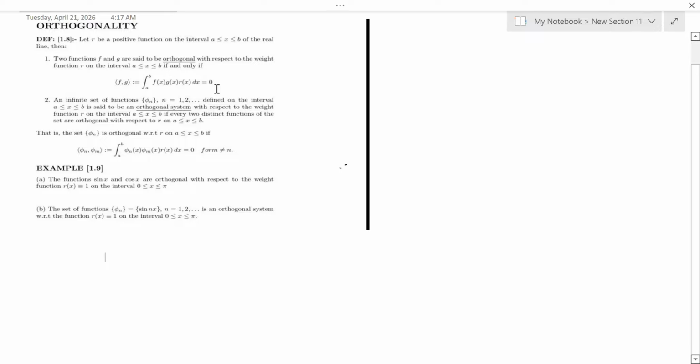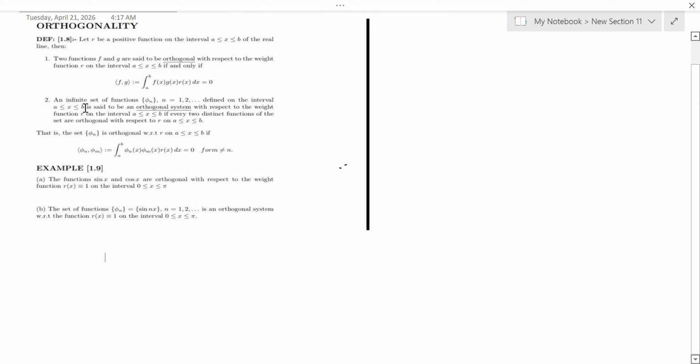this condition is satisfied, that is the integral from a to b of f of x, g of x, and r of x, where r of x is the weight function with respect to x, is equal to 0. So as long as this integral is equal to 0, we say that f and g are what? They are orthogonal to themselves.